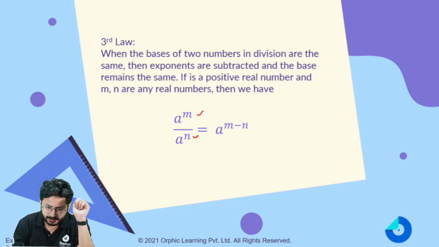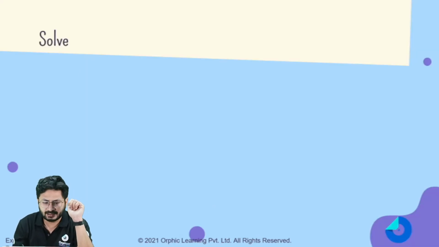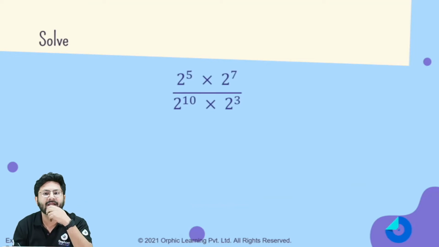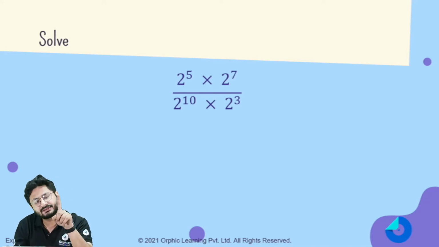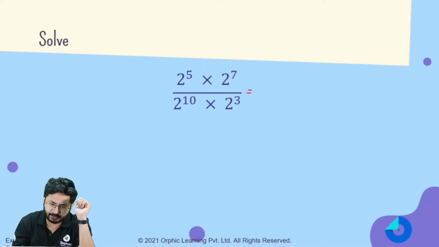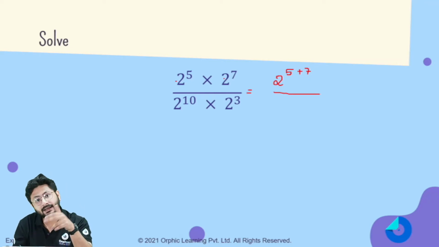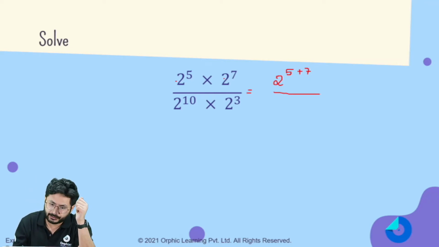That's it. Now इस पे भी कुछ क्वेश्चंस कर लेते हैं. एक क्वेश्चन ऐसा कुछ दिख रहा है. अभी इस क्वेश्चन में what can I do? देखो सिंपल सा है. पहले तो first law लगाओ in both the numerator and the denominator. Okay, so it will become, see, 2 to the power 5 into 2 to the power 7, so it will become 2 to the power 5 plus 7 numerator के लिए. Denominator में क्या करूं? 2 to the power 10 into 2 to the power 3, so it will become 2 to the power 10 plus 3.